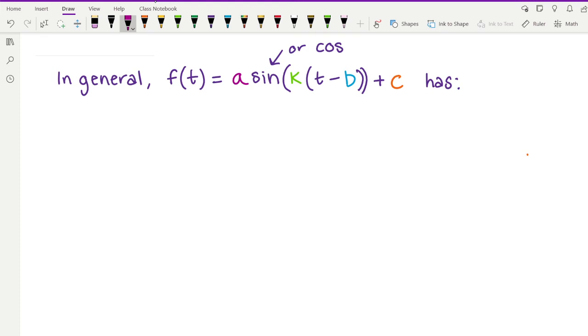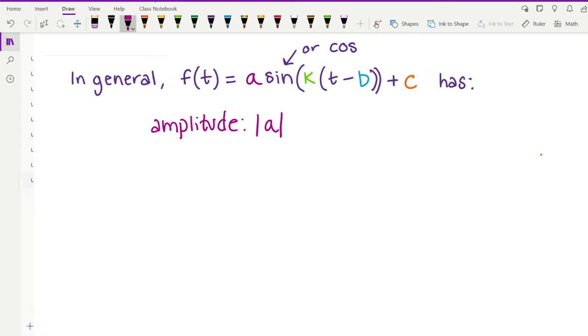Okay, so let's start with the amplitude. What would the amplitude be for a function that is a times sine of a bunch of different stuff? Well, remember this number a is what's telling you the vertical stretch. And so really this number here is what's determining the amplitude. The one thing is that this number a could be positive or negative. And so really we want to say the amplitude is the absolute value of a, right?